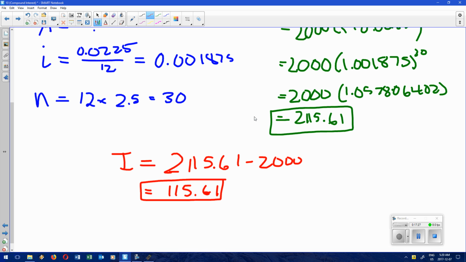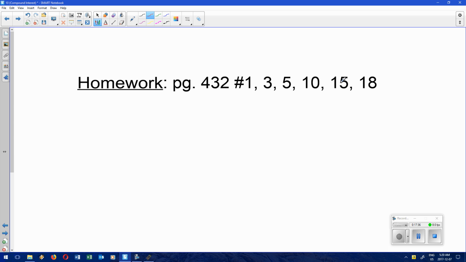So again, you need to spend some time practicing to make sure you've got that pattern down. So for practice, we're going to go to our textbooks. Starting on page 432, those are the 6 questions I would like you to have a look at.